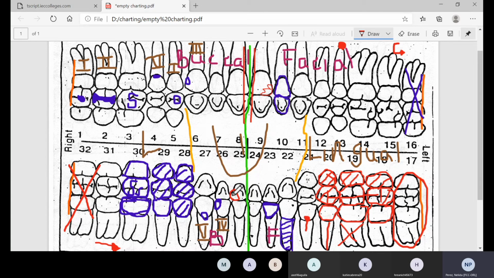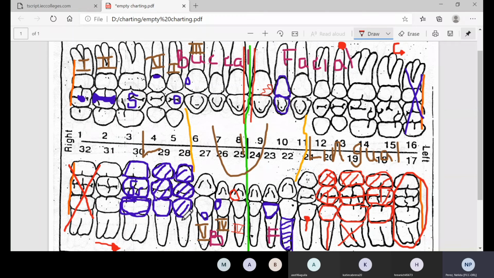25 needs a composite filling on the distal incisal lingual. 26 has a composite filling on the DIF, and both of these are also considered class 4. Number 25 and number 26, because as soon as it involves the incisal edge, it is a class 4. 27 has a facial composite filling, and that is a class 5.